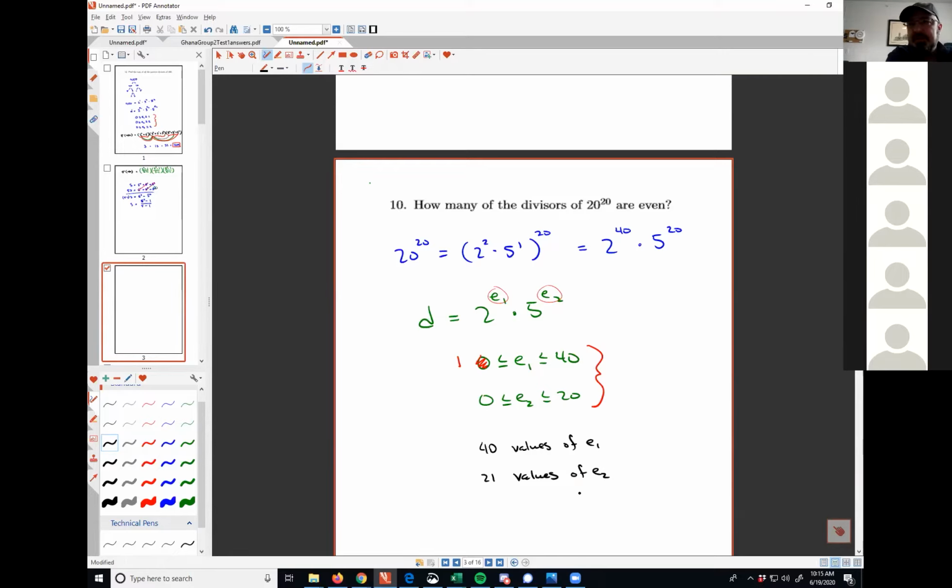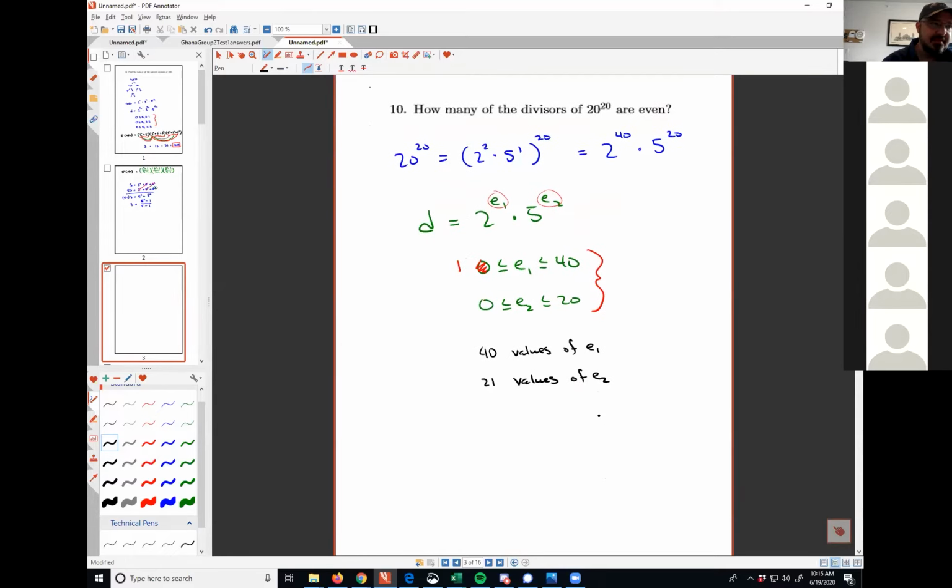And then what do we do with these numbers? Add them. You multiply them. We multiply them because each value of E1 can be paired with the value of E2 to create one possible prime factorization.